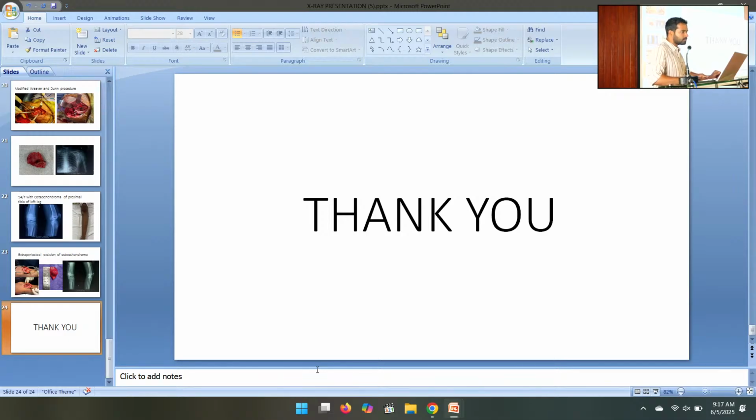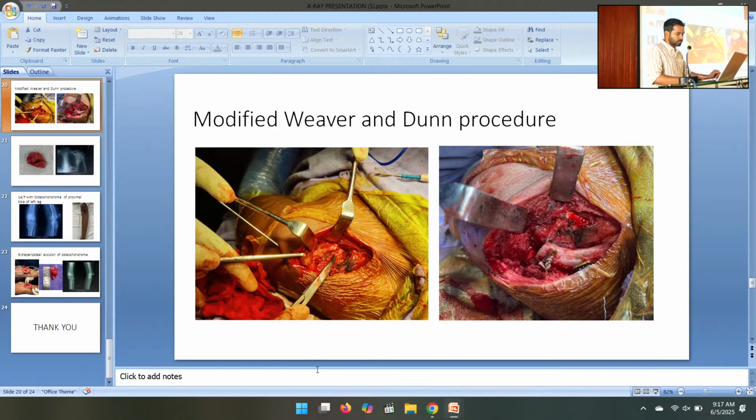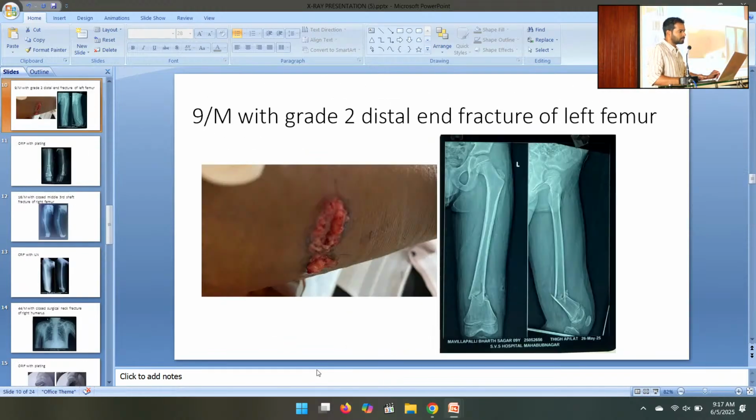What is Hilgenreiner's line? What is McLaughlin's line? What is its importance? Radius, 5 years. Was it closed reduction or open? Open, sir.